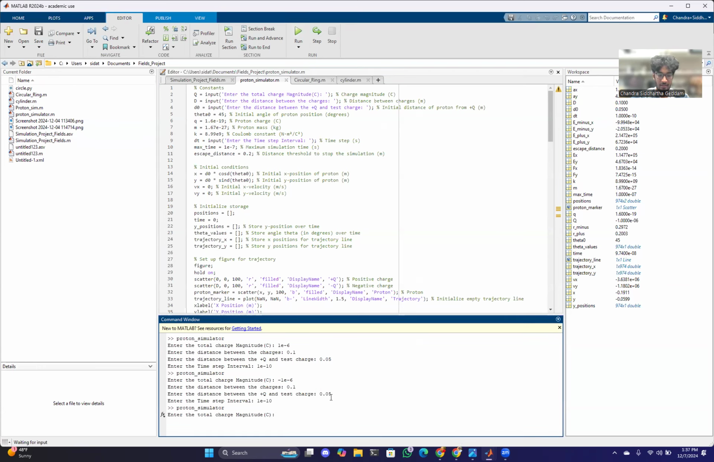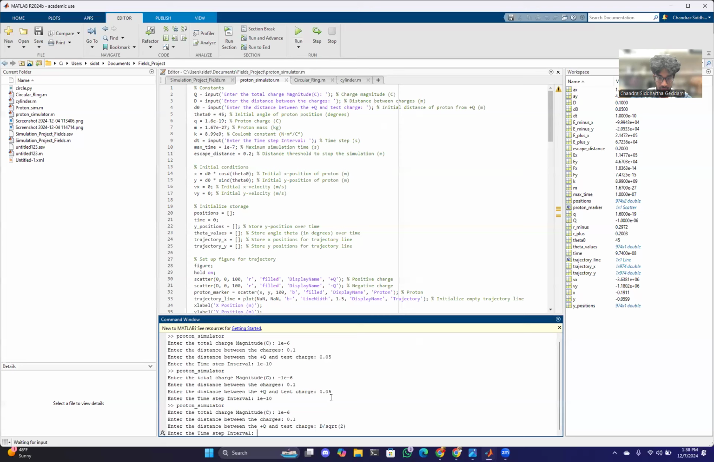So let's say we'll put 10 to the power negative 6 back again, and 10 centimeters apart. And now let me put the charge exactly in between both the charges and see how the proton trajectory changes. And 20 to the power negative 10.